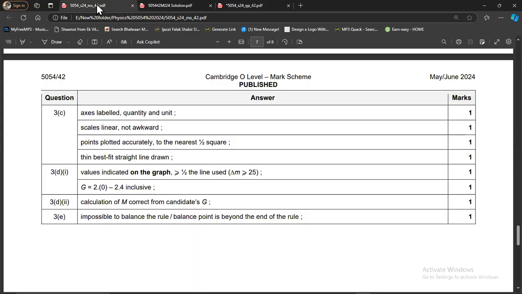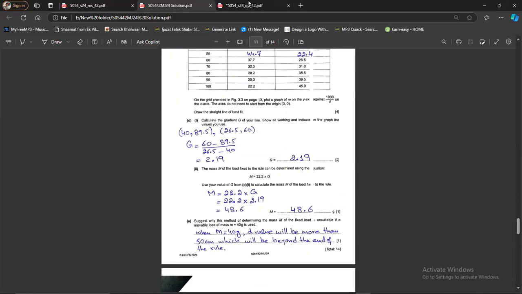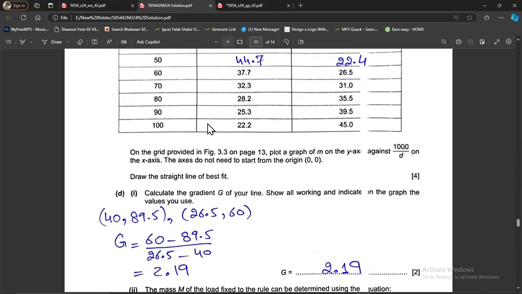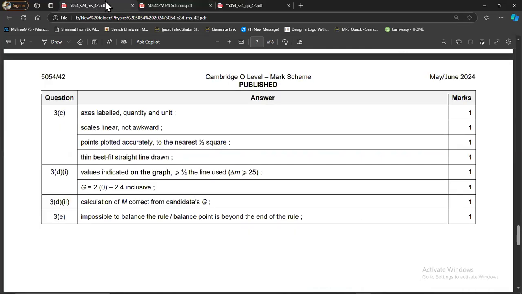The gradient is the rise divided by the run, and let me show you. Remember, I have taken 2 points on that line, and now I'm going to find the gradient. So 40, 89.5 and 26.5, 60, the gradient will be y2 minus y1 divided by x2 minus x1, according to our mathematics. Rise by run. So that will be 60 minus 89.5, and in the denominator, we will write 26.5 minus 40. When you do this calculation, it is 2.19. So the gradient is basically 2.19.